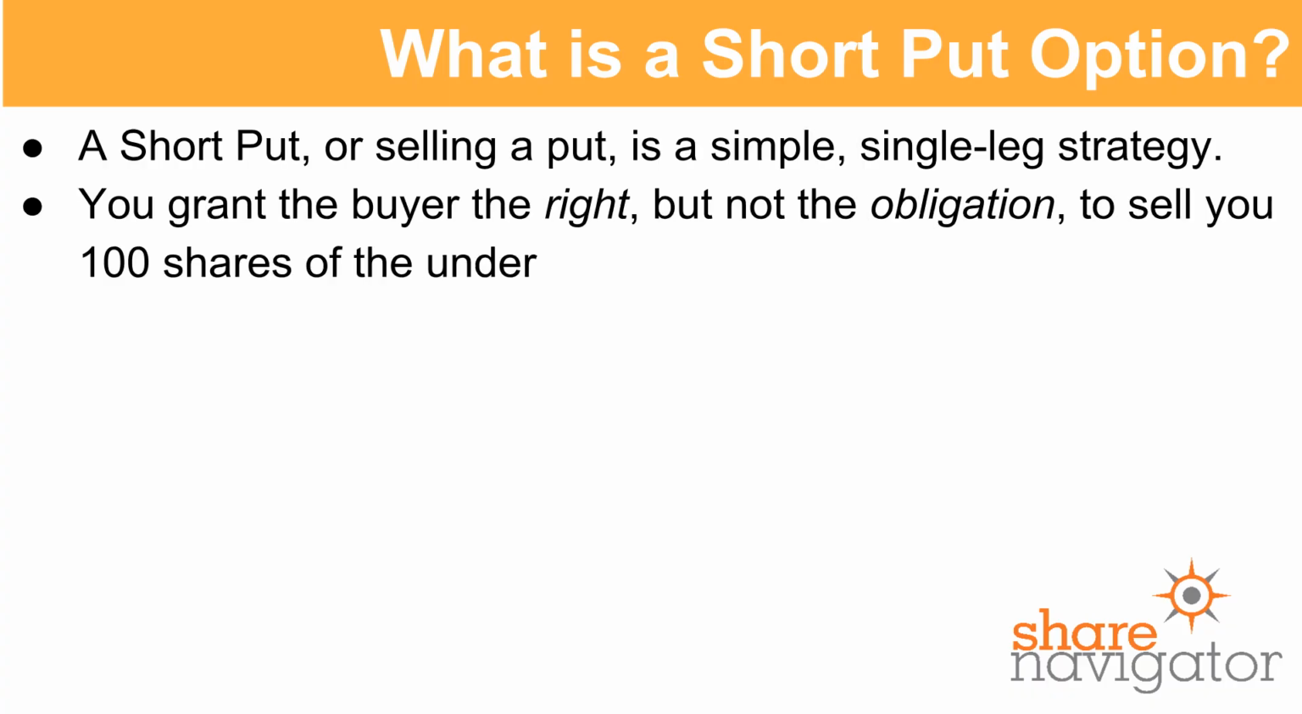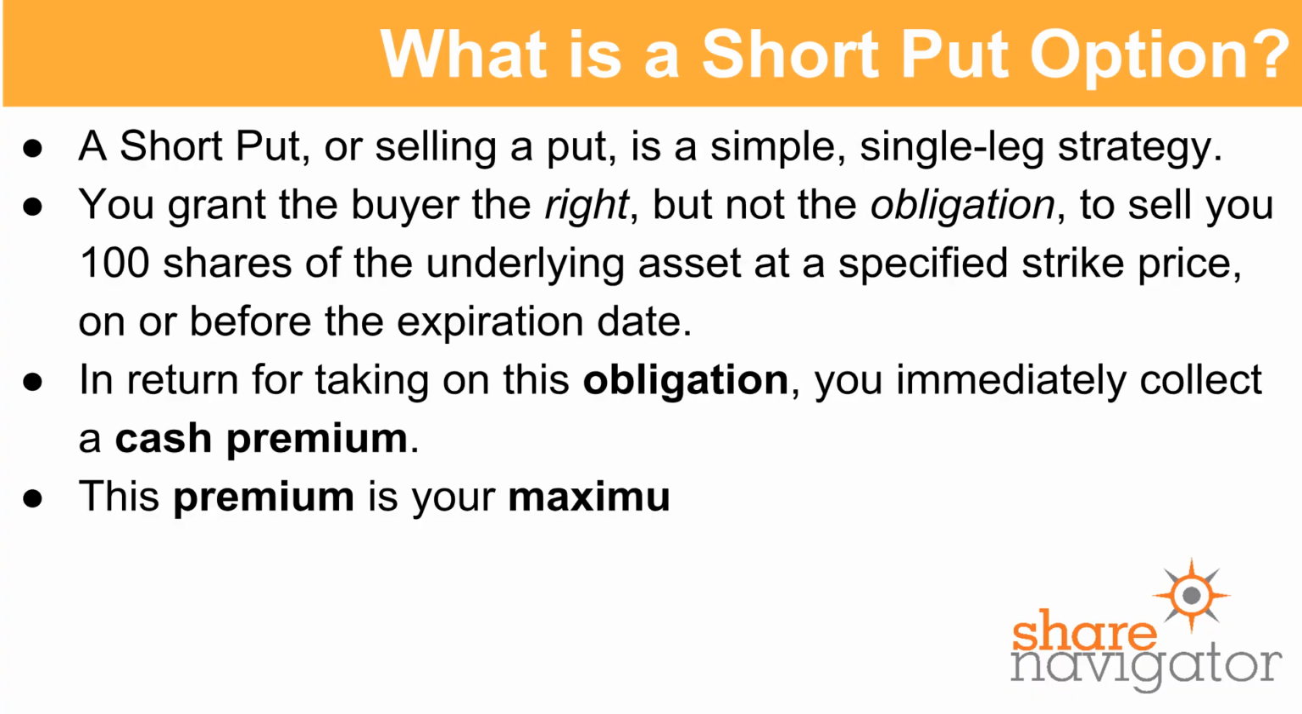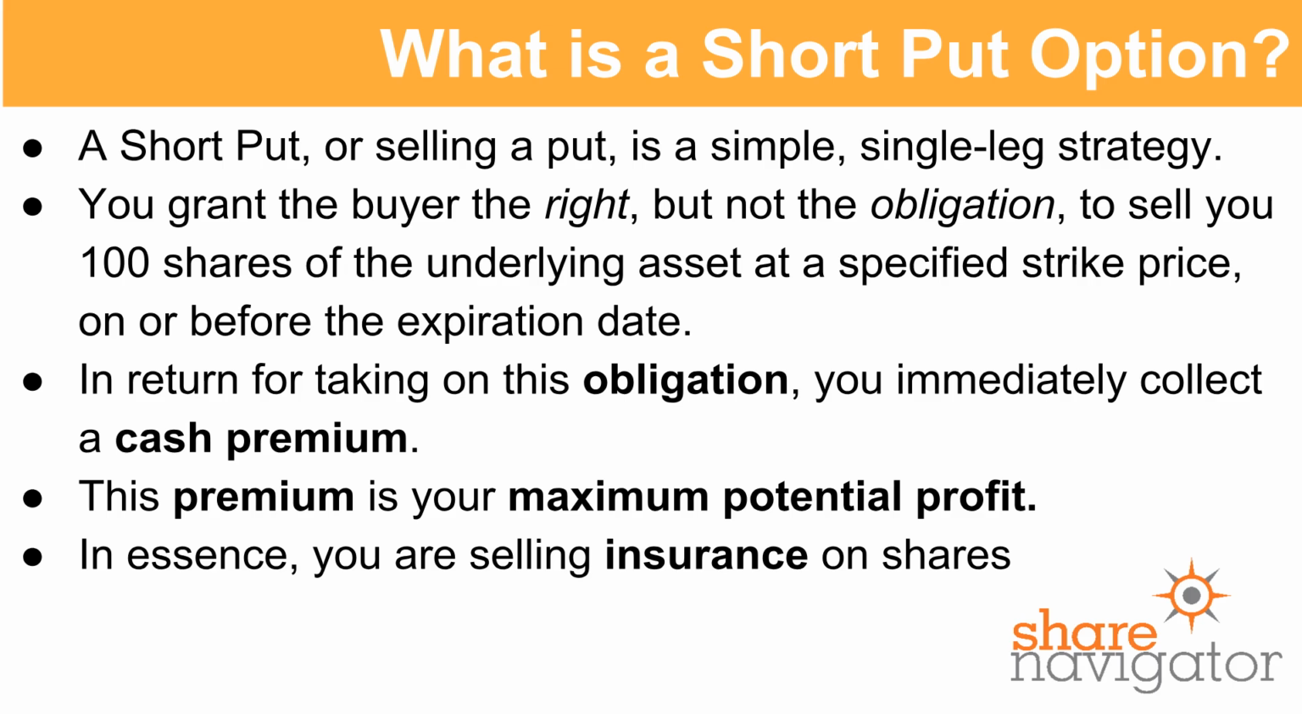In order to explain the short put option strategy in the spread betting platform, we need to go back and remind you what a traditional short put strategy is. A short put is a single leg strategy where we're granting the buyer of the put option the right, but not the obligation, to sell 100 shares of an underlying asset at an agreed price before an agreed date. In return for taking this obligation, we collect a cash premium, and this premium is the maximum amount of money we can make. In essence, we're selling insurance on shares. So that's your traditional way.